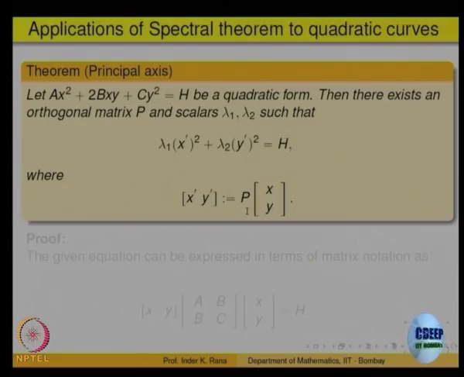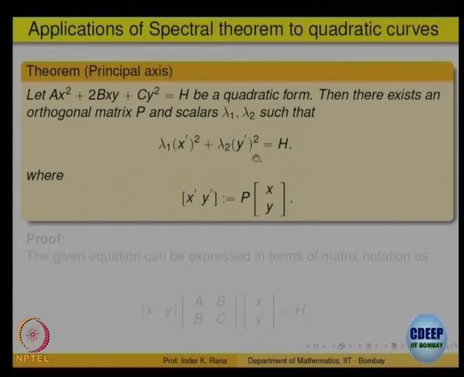So, the change of variable: x, y is the original variable. What we are doing is, you can find a matrix P which is an orthogonal matrix and define new variables x dash, y dash by multiplying x, y by P. In that variable, this equation looks like this only. Now, let us try to understand the geometry of what we are doing. You are given ax square plus 2bxy plus cy square, that is some kind of a curve.